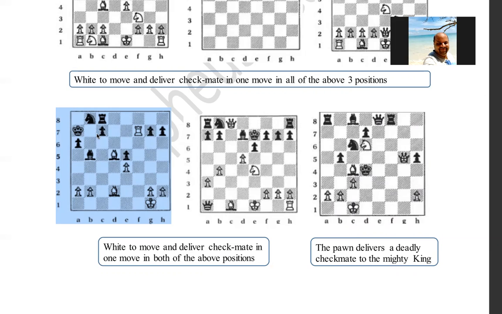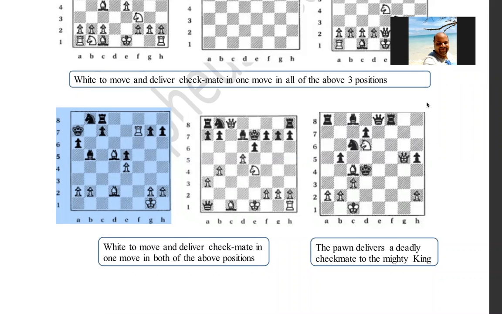But I will just take this one, number 4, the position which is highlighted. It's a very simple and interesting one-move checkmate. Can you see? Can anybody see? Sir, bishop to e3. Beautiful, beautiful. Bishop to e3 is a checkmate.